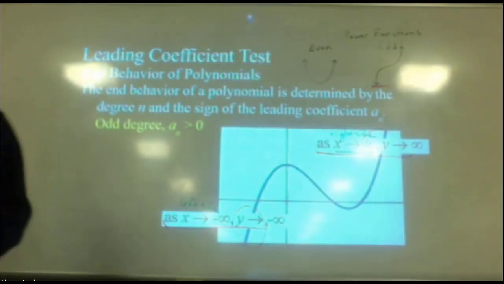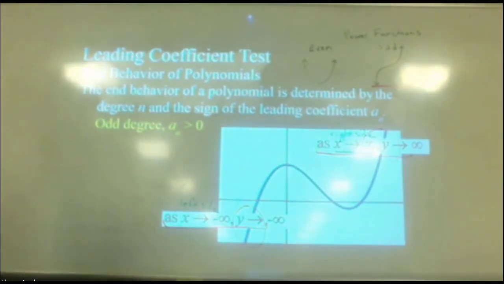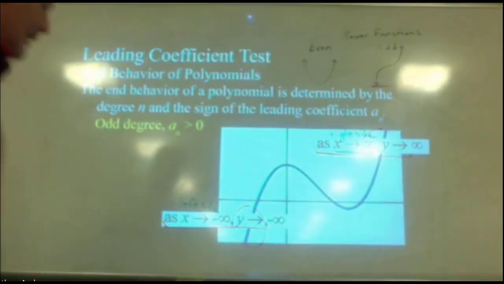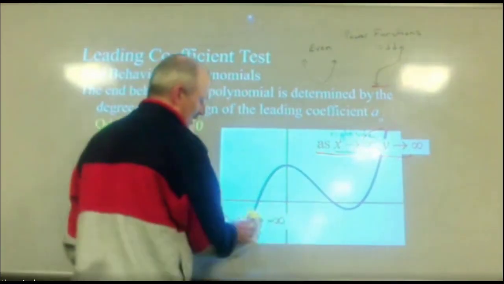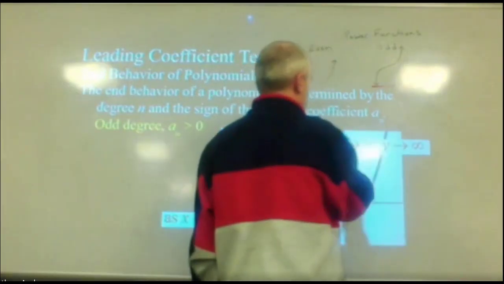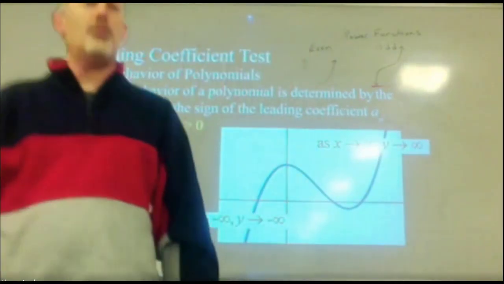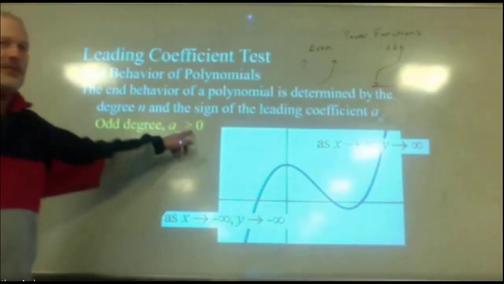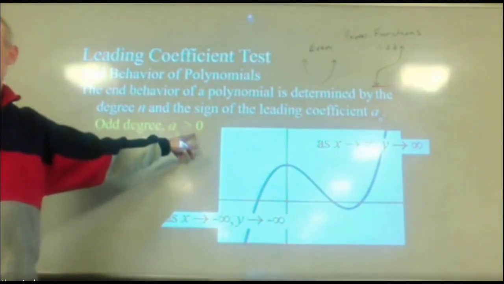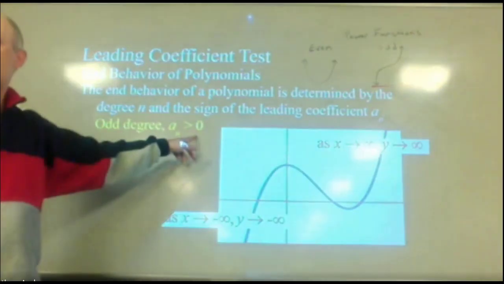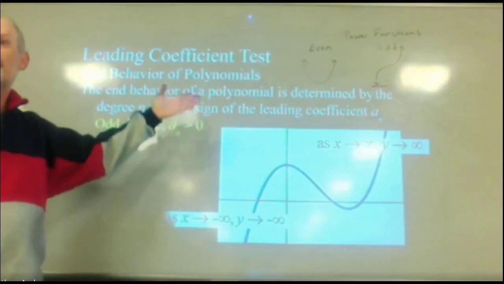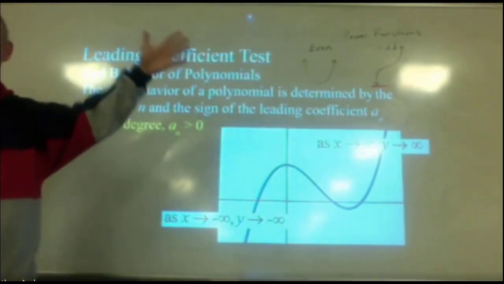Okay, so that's the first one. Odd degree, positive leading coefficient. Now, we talked about transformations and translations and different things that we can do to graphs. What do you think will happen if we put a negative in as the leading coefficient? Remember what happens when we put a negative in there in the front? It's been a little while, but it turns upside down. Yeah, it turns upside down. It reflects over the x-axis, so it flips up and down.